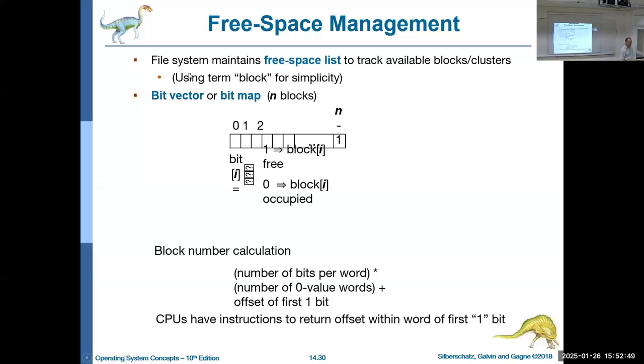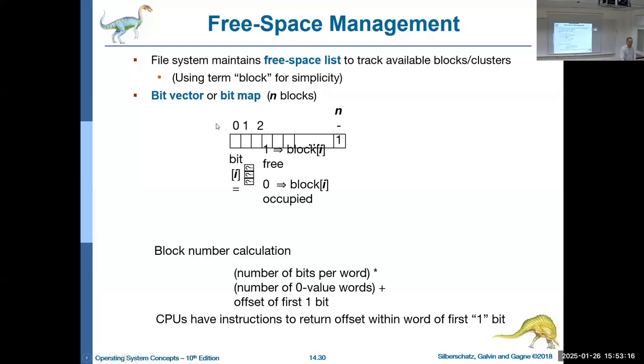File system free space management: the file system maintains a free space list to track available blocks, clustered, using the term block for simplicity. In other words, we're not going to keep saying block or cluster every time. Could be a block, could be a cluster, either way. So we have a bit vector or bit map, where the length is n, the number of blocks, and we'll have a bit for each one, which will tell us what's free and what's not free.